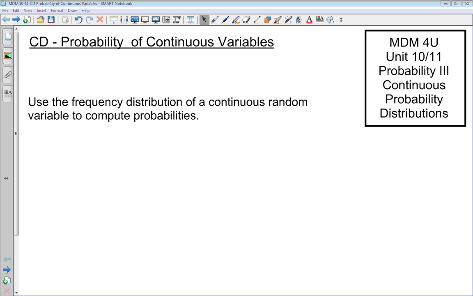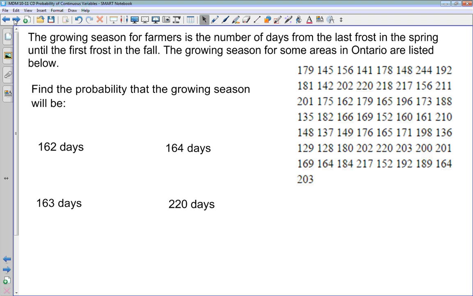So in this lesson, we're continuing our work on probability distributions of continuous variables, and we want to be able to use the frequency distribution of a continuous random variable to compute probabilities. This is an extension of what we had done with discrete probability distributions and our work in A and B with continuous variables. So let's jump in by taking a look at an example with some data.